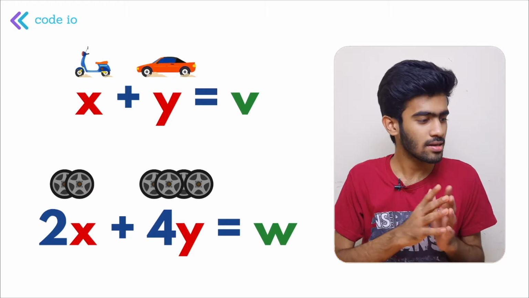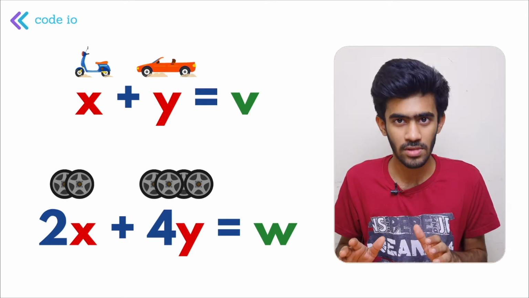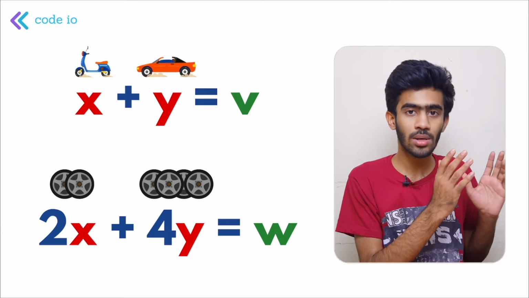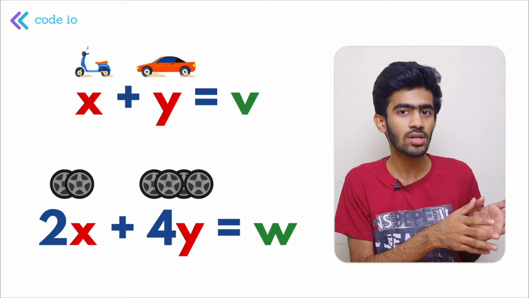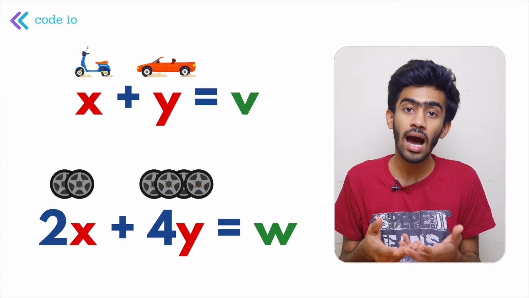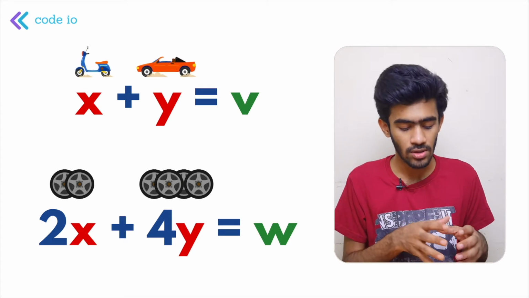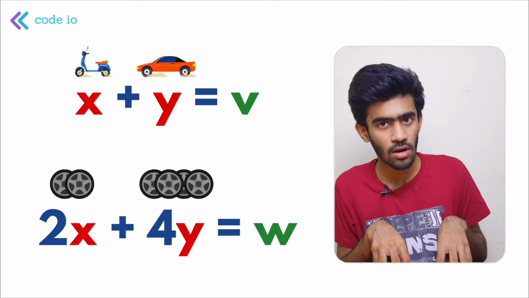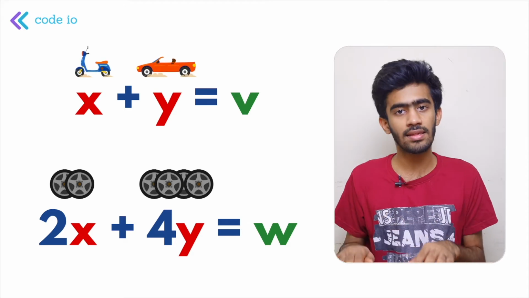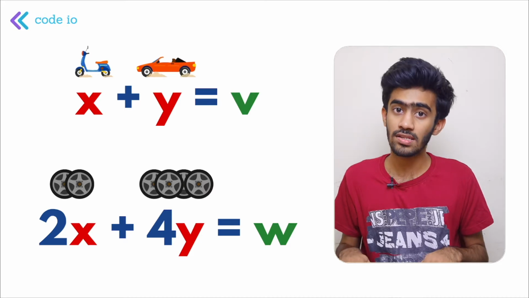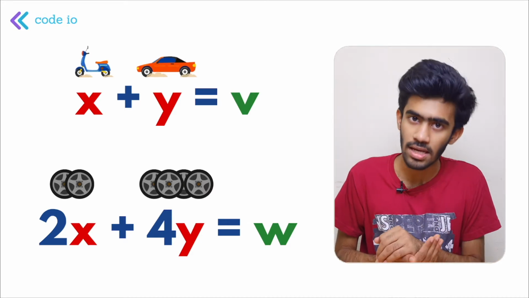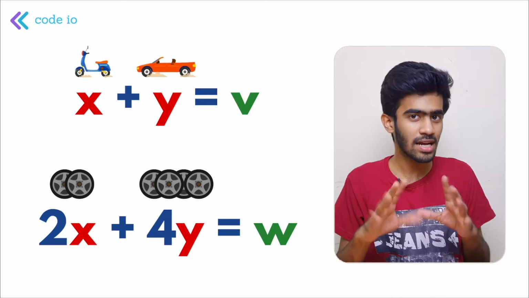Now let's get to the math. So x plus y is equal to v. Here x denotes the total number of scooters or bikes that is manufactured, and y denotes the total number of cars that is being manufactured. So x is the count of bikes and y is the count of cars. When we add these two, we will get the total number of vehicles that is being manufactured, that is v, and that is given to us as input. That is the first equation.